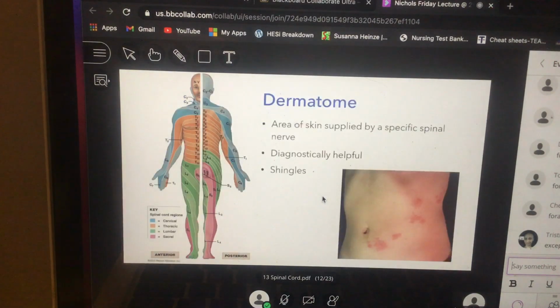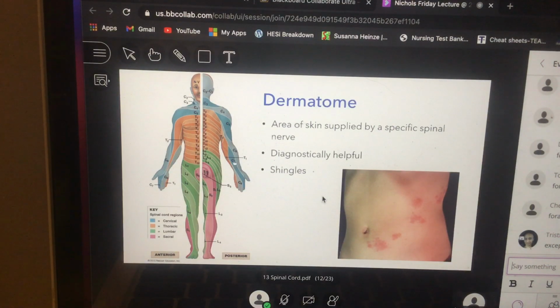Okay. All right. A dermatome is an area of the skin supplied by a specific spinal nerve. Diagnostically very helpful because you can look at a particular area, like if a patient has numbness or tingling over the back of their forearm, extending down to their index finger. You can look at a dermatome map and say, oh, you might have pinched your C7 nerve all the way up here in your spinal cord, in your neck.